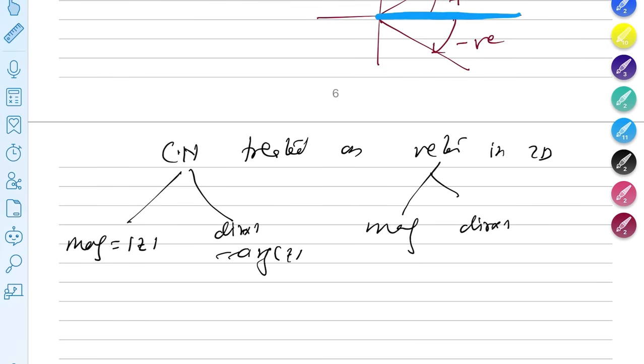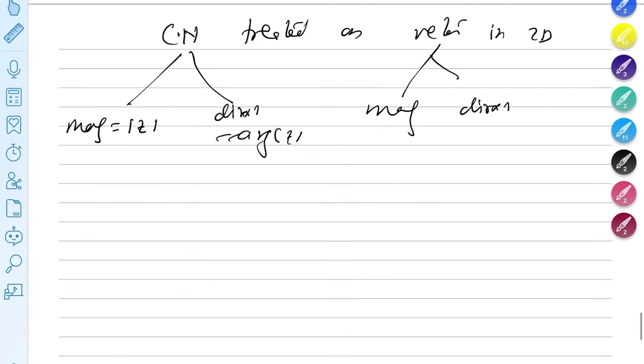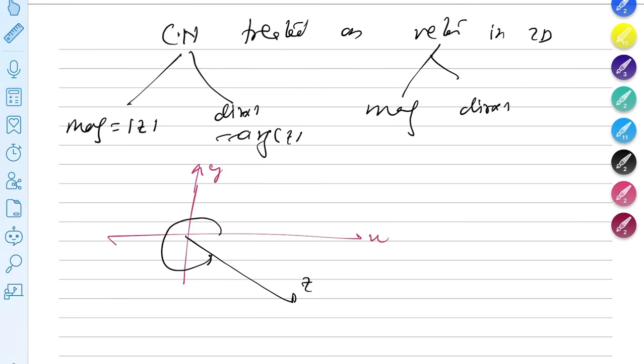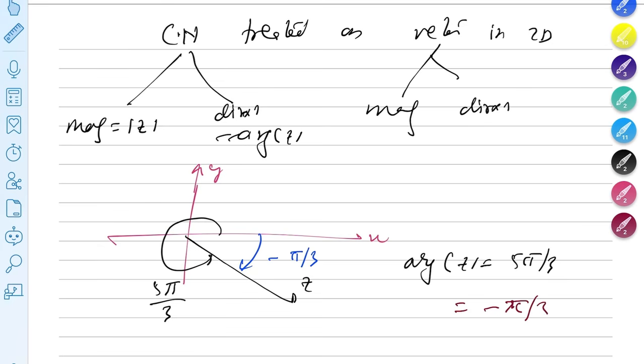So what I mean to say is, any complex number, let's say this is the real and imaginary axis, and we have a complex number here. Let's say this angle is 5 pi upon 3. So the argument of z is 5 pi by 3. By the way, we can also measure in the clockwise sense. Since it's in the clockwise sense, it's minus pi by 3. So the argument of that is also minus pi by 3.